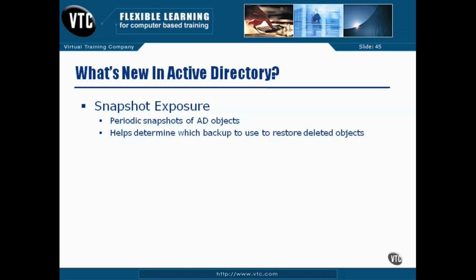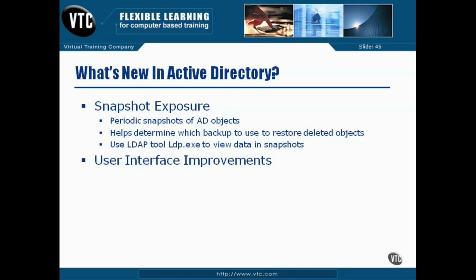Now, with the periodic snapshots, we can determine which backup to use. Before, it was kind of hit or miss. You just went into directory restore, you did a restore, and you're like, oh man, that's the wrong one. So you had to go back through the process and try another backup until you got it right. You can use the LDAP tool, LDP, to view the data in the snapshots. Now keep in mind, the Snapshot Exposure tool doesn't restore Active Directory. We're just going to use this functionality to determine exactly which restore we want to use when we do a restore of Active Directory. It's just a tool that's added into that restore process to help us.